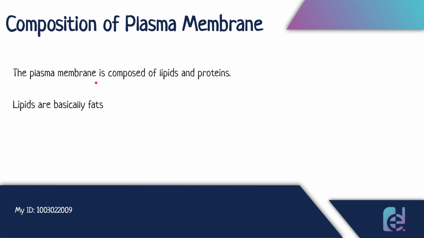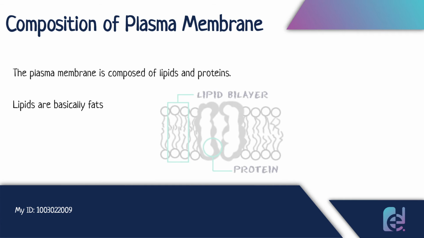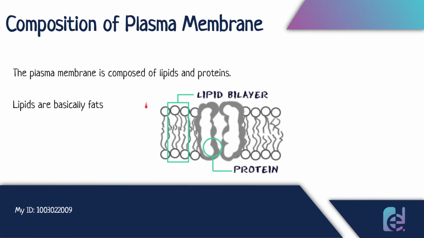So now we'll look at the composition of the plasma membrane. The plasma membrane is composed of lipids and proteins. Lipids are basically fats and proteins are bigger forms of amino acids. So this is a very simple way of how the plasma membrane looks under an electron microscope. This is the lipid bilayer, composed of lipids, these fats, and these are just protein capsules. You don't have to know much about this in detail. It's just to let you know that this is how the plasma membrane is structured.